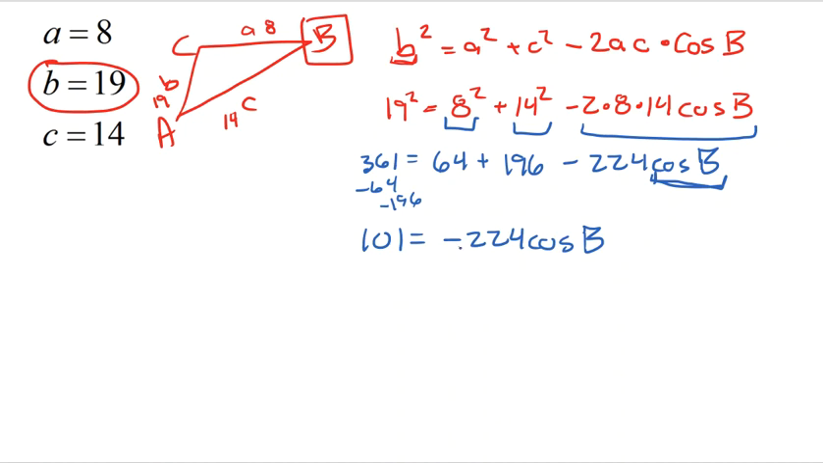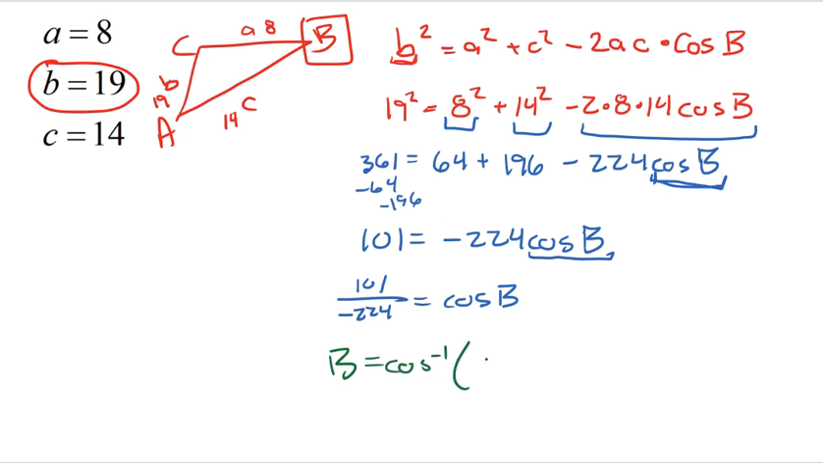So we don't get rid of negative 224 by adding, we get rid of it by dividing, because again, I'm trying to solve for cosine. So the opposite of multiplication is division. So I get 101 divided by negative 224 equals cosine of B. Now, how do I find angle B? You guessed it. I know you're all ready. You're saying it in your minds. I can hear you saying it. Pull the old switcheroo. B equals the inverse cosine of 101 divided by negative 224.